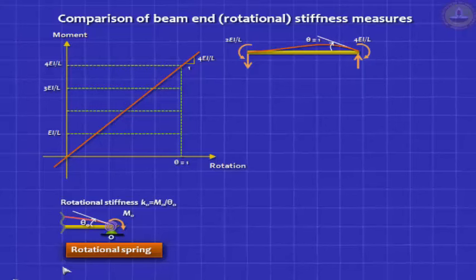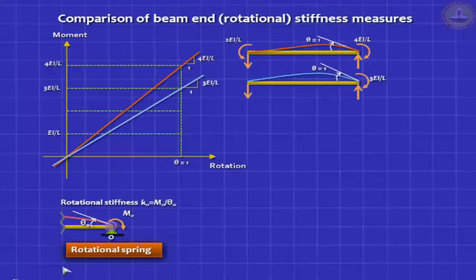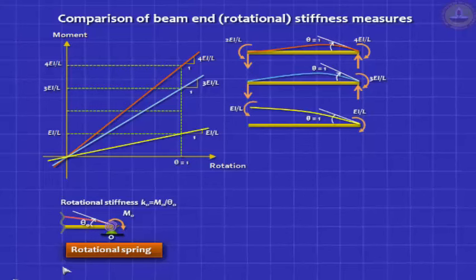So let's compare these three cases. Okay, you have the first case of the most stiff element where you have the extreme far end also fixed, you'll find the stiffness is 4EI by L. You can of course model everything as a rotational spring, so we're talking of the rotational spring stiffness. Now, if you release the fixity at the other end, you have a simply supported beam, so then you'll find the stiffness now reduces to 3EI by L. And if you have a guided fixed support, it reduces to EI by L.